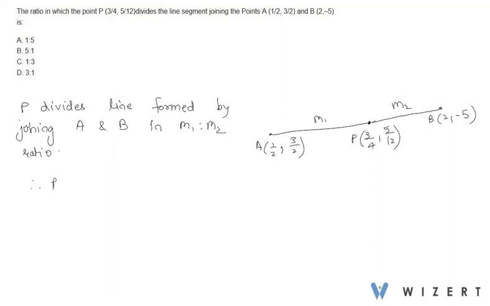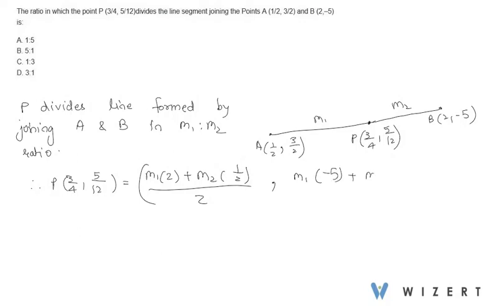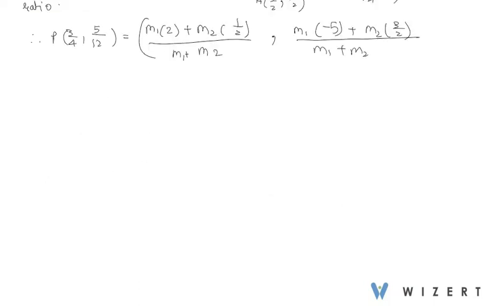Therefore, P (3/4, 5/12) is equal to (m1 into 2 plus m2 into 1/2) by (m1 plus m2), and (m1 into -5 plus m2 into 3/2) by (m1 plus m2). Let's write it properly.